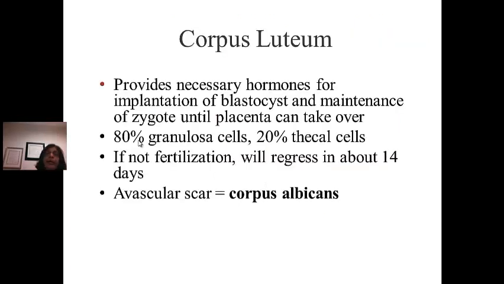The corpus luteum is the one that secretes estrogen and progesterone. That is the one that's needed in the implantation of the fertilized egg. If there was pregnancy, then its anatomy is explained here: 80% granulosa cells, 20% thecal cells. If there is no fertilization, it regresses in about 14 days. The avascular scar is what we call the corpus albicans.